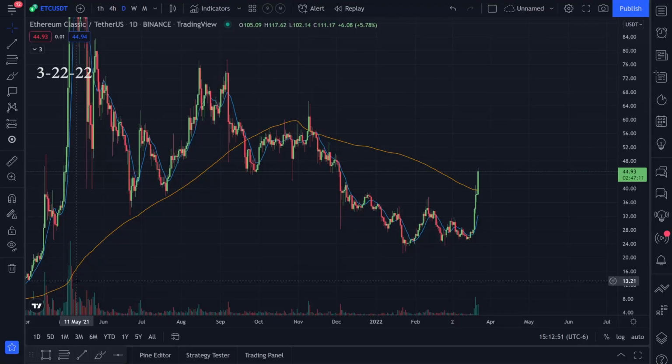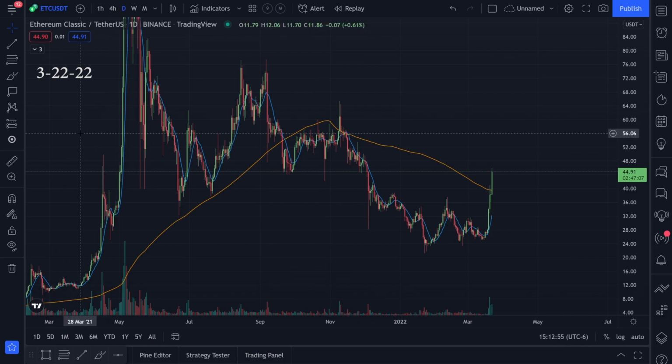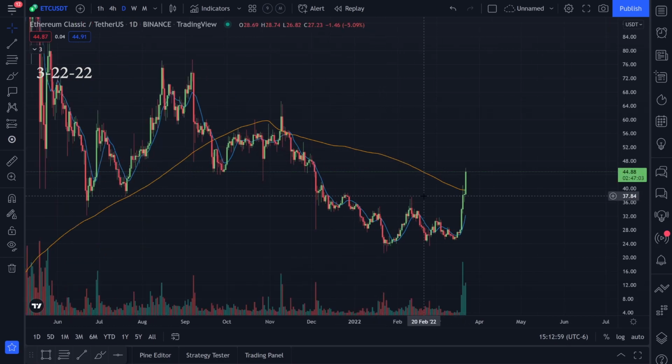Let's take a look at the chart action for Ethereum Classic. Okay, so here is what I'm looking at. I got a request for this on my Discord. I'm not invested in Ethereum Classic, but I got a request, so let's check it out.